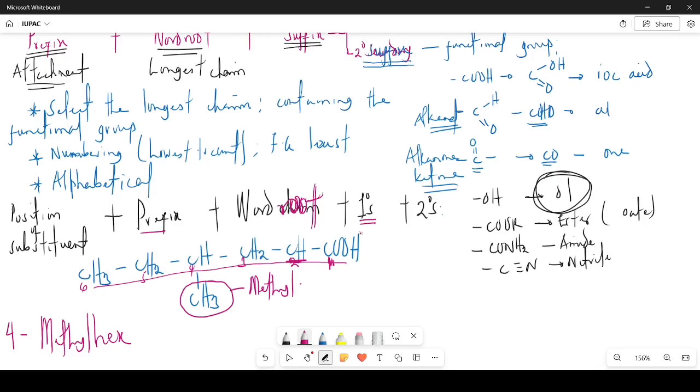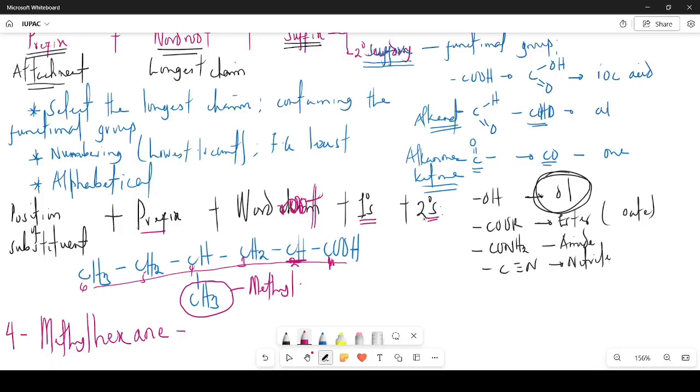The secondary suffix. What's our secondary suffix? That one depends on the functional group. The primary suffix depends on the bond, and the secondary suffix on the functional group. So let's name the primary suffix first. Which bond do we have here? We only have single bonds. So what are you going to say? A-N-E. Then after that, you go ahead and name your secondary.